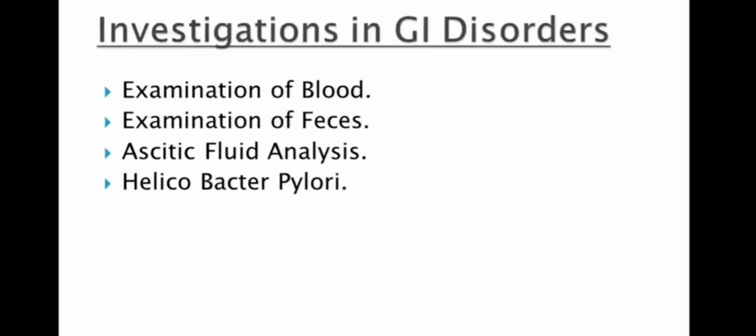Then ascitic fluid analysis is not so easy to do in an Ayurvedic clinical setting, but it can be done, and the level of ascitic fluid will help differentiate the etiology of the ascites, whether it is cryptogenic or malignancy or tuberculosis or any other infections. That can be identified from the ascitic fluid analysis.